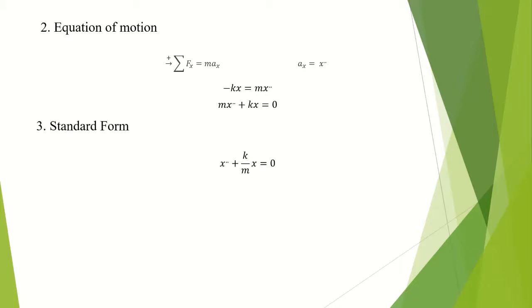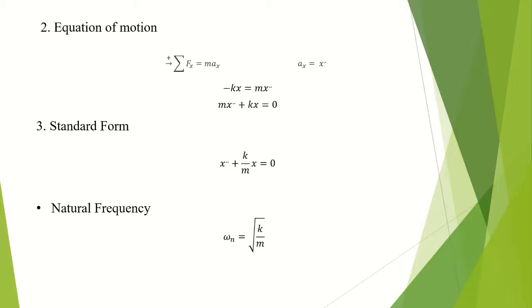To derive the equation of motion, we say that the sum of the forces in the x direction is equal to the mass times the acceleration. Acceleration is the second derivative of the displacement. So we get minus kx equals m x double dot. We arrange the equation as m x double dot plus kx is equal to 0. To put it in the standard form, we divide by m. We get x double dot plus k over m x is equal to 0. The natural frequency is given by the equation omega n is equal to the square root of k over m.